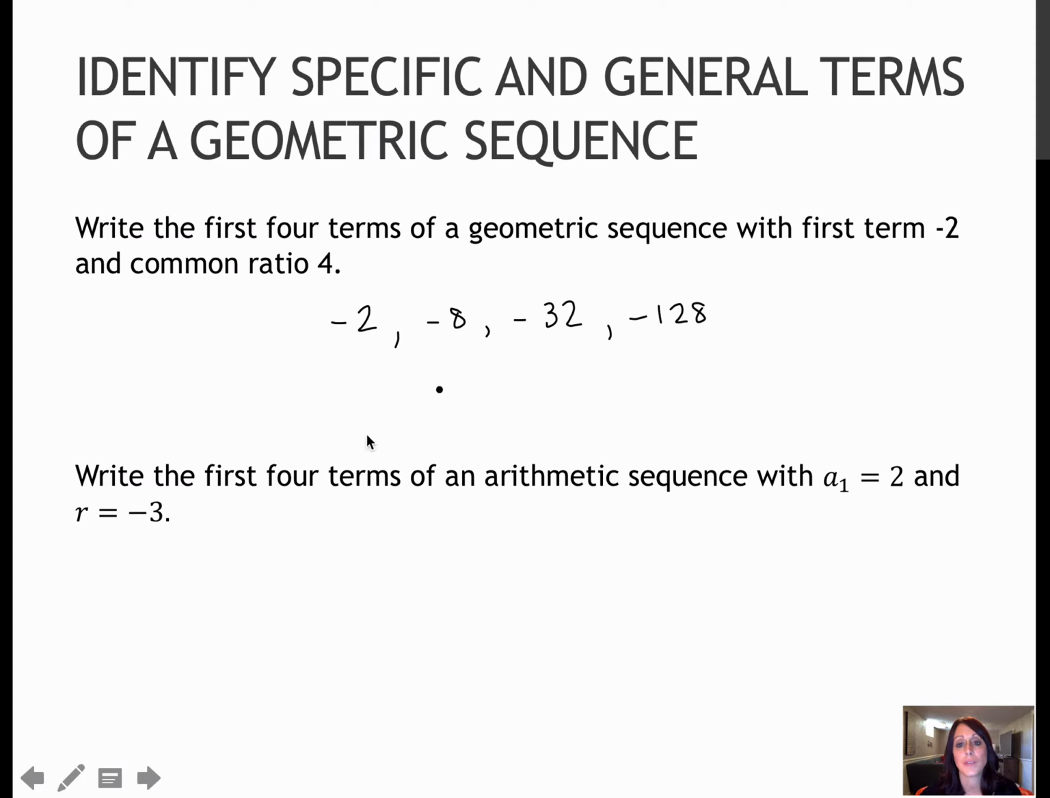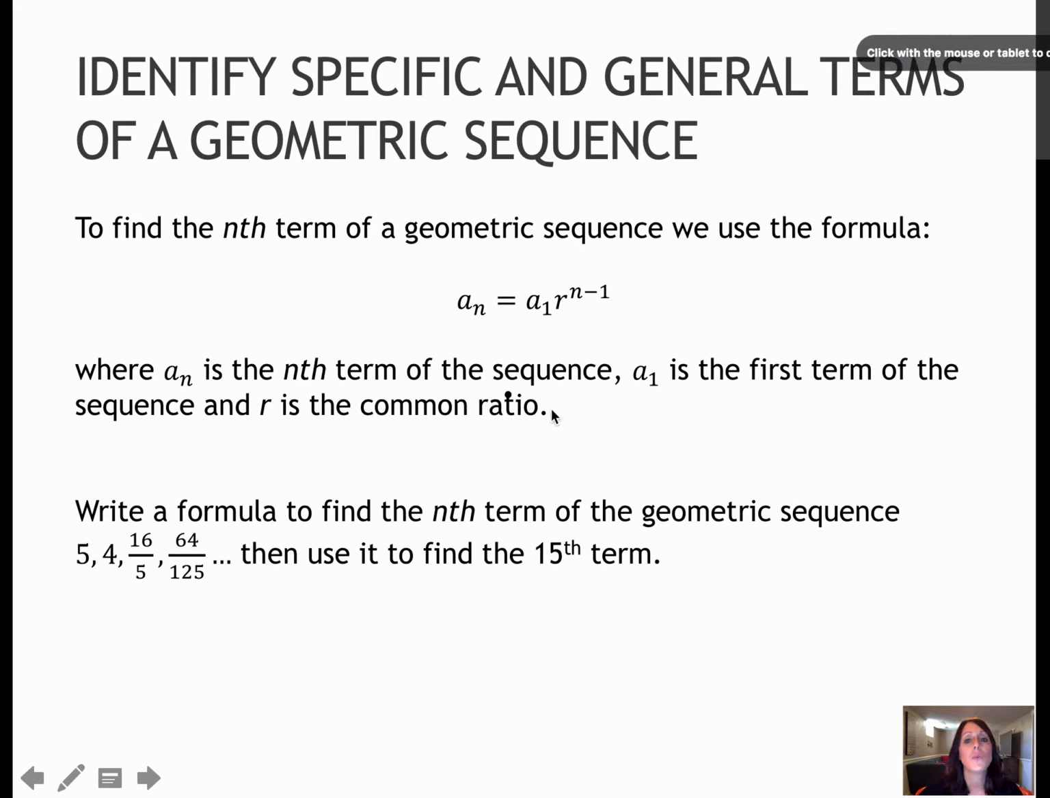This is the exact same type of question, except of course they're telling me a sub 1, which is the same as telling me the first term. And they're telling me r, which is the same as telling me the common ratio. So 2 times -3 would be -6. -6 times -3, positive 18. Again, this is going to be an alternating sequence because we're multiplying by a negative value. And then 18 times -3 is -54. Again, both of these sequences would continue. We were just asked to find the first 4 terms.